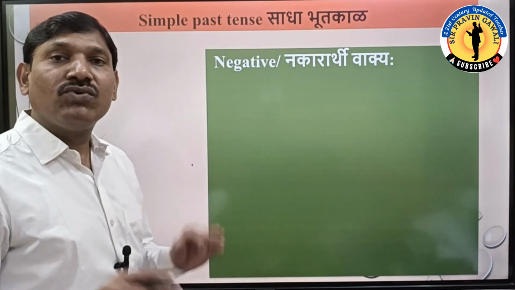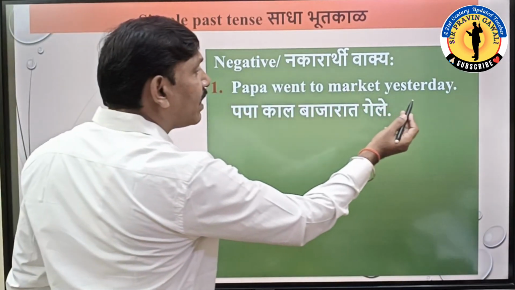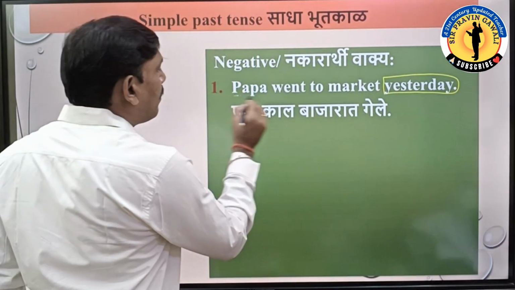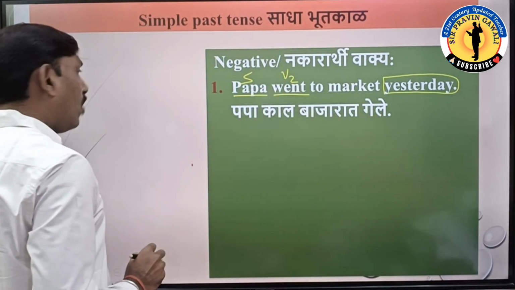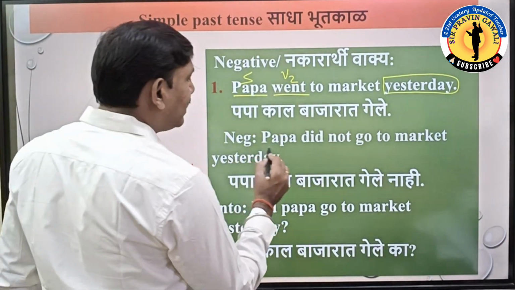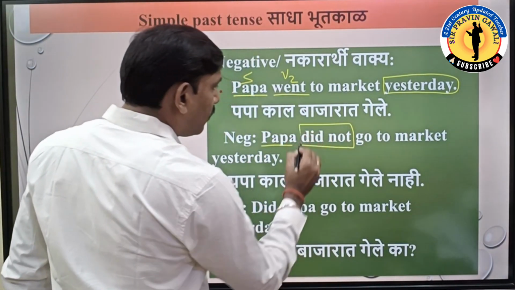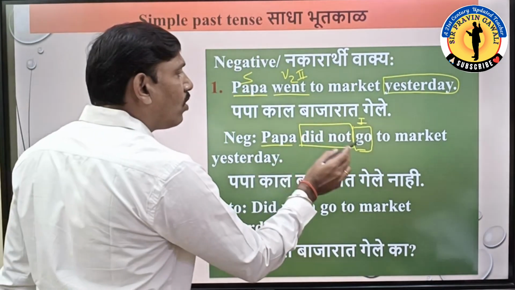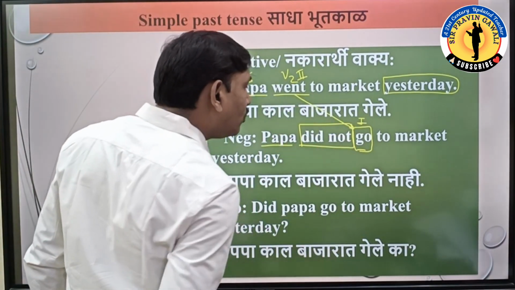Now see here some of the examples. I have typed the examples to save time, students. Now see here, Papa went to market yesterday. So this word shows the time. It is referring to the time. Papa is the subject, went is the second form of the verb. So how will the sentence be, students? Papa did not go to market. See students, go is the first form of went. So we have to change it. Don't forget to change it, students.